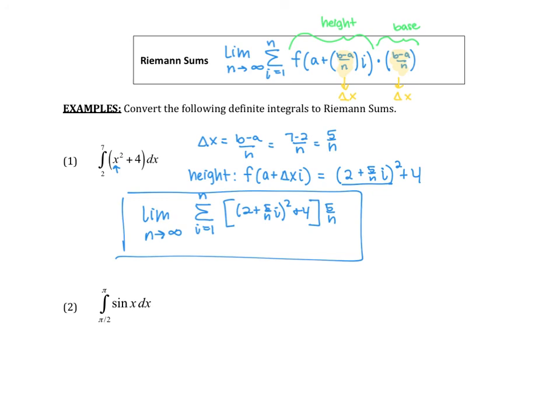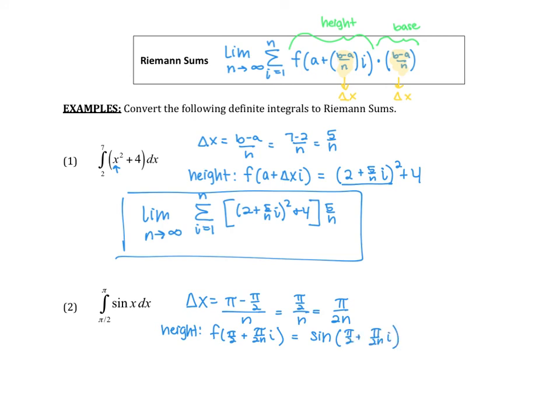All right, hopefully you had a chance to try this one. So you should have done delta x equals pi minus pi over 2 divided by n. So we have pi over 2 divided by n equals, let's make that a little bit prettier, pi over 2n. Then my height would be f of the starting point, pi over 2, plus pi over 2n i, which means the height would be sine of pi over 2 plus pi over 2n i.